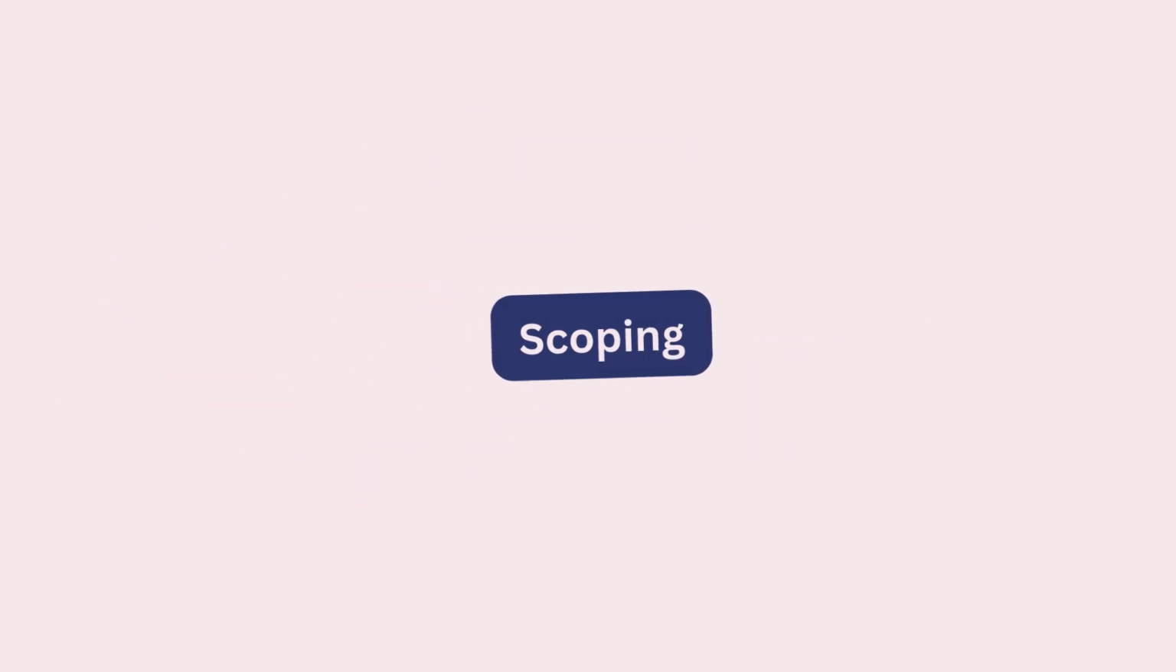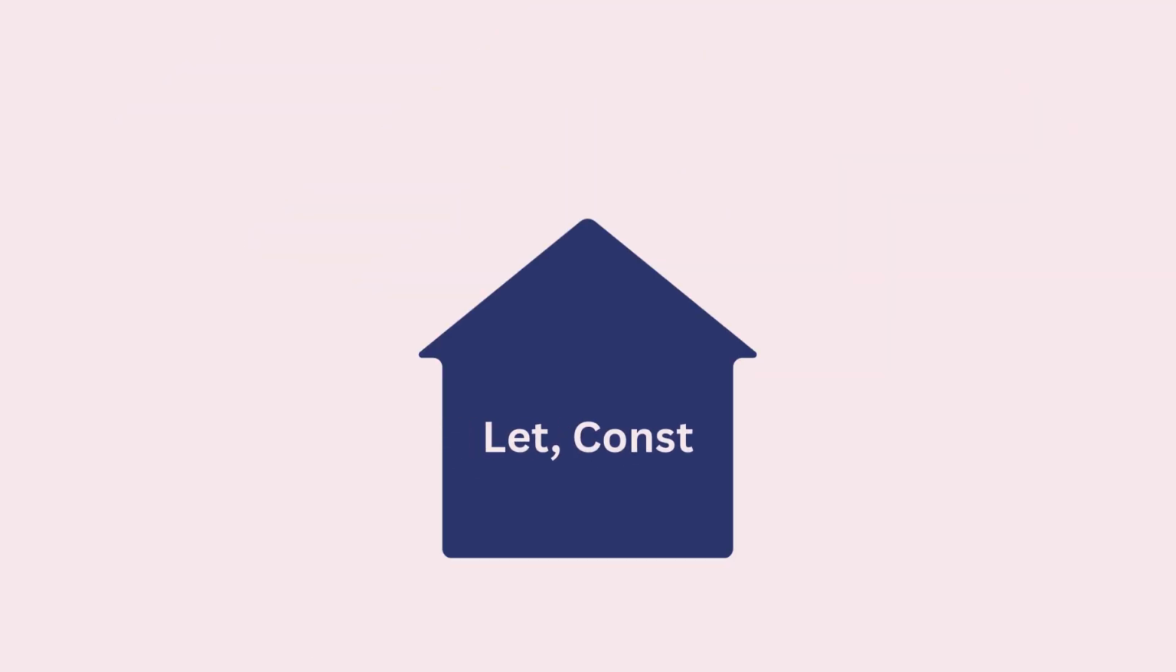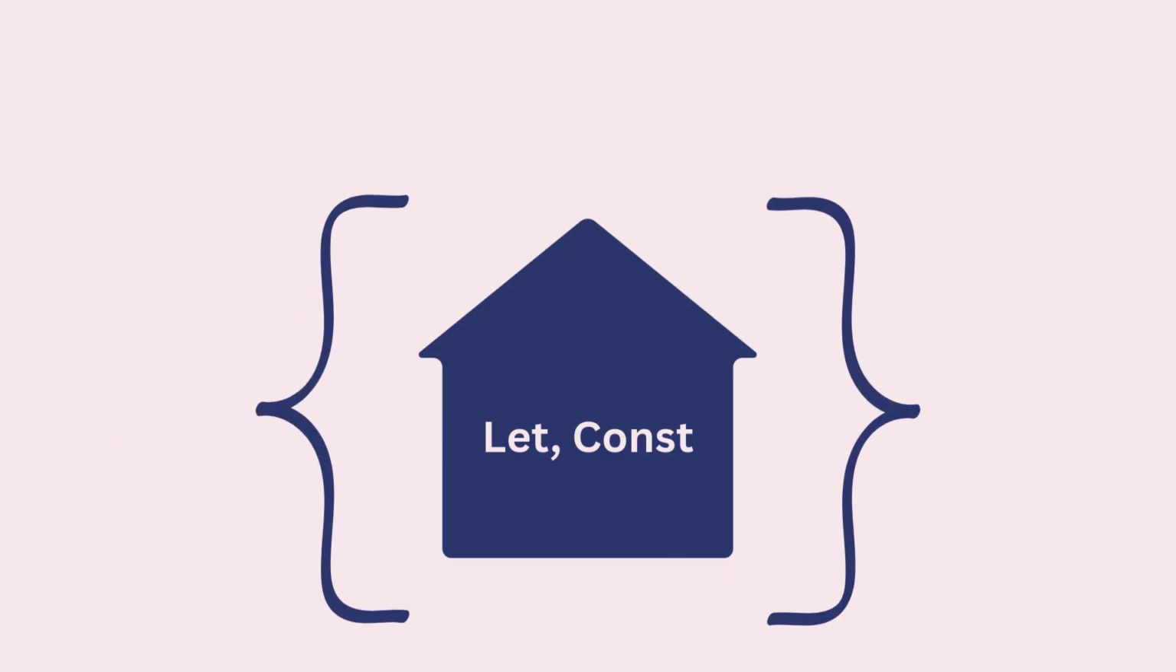Let's start with scoping. Think of scope as the area where a variable lives. With var, the variable can be used anywhere in the whole function, or even the whole file if it's global. But let and const, they're more disciplined. They only live inside the nearest set of curly braces. That's block scope: tighter, safer, and easier to control.